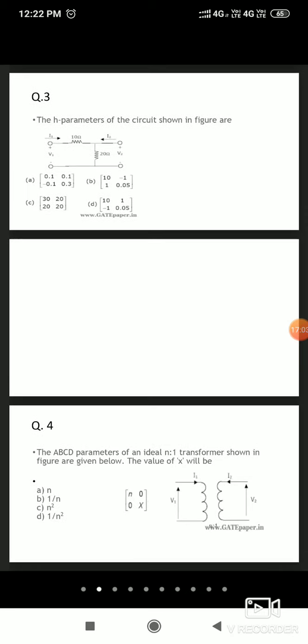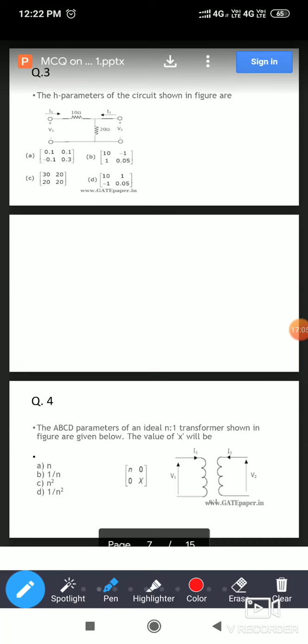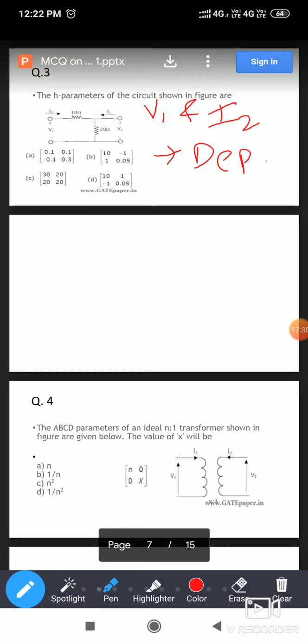So how to start solving such type of questions? Simply, first of all, according to which parameter they are asking, you have to write the equation. Carefully observe the diagram. So according to that I will write the equation for the H parameters. Then what are the dependent variables in the H parameters? V1 and I2. So these are the dependent variables, means left hand side, whereas I1 and V2 are on the right hand side. So I will write the equation first.